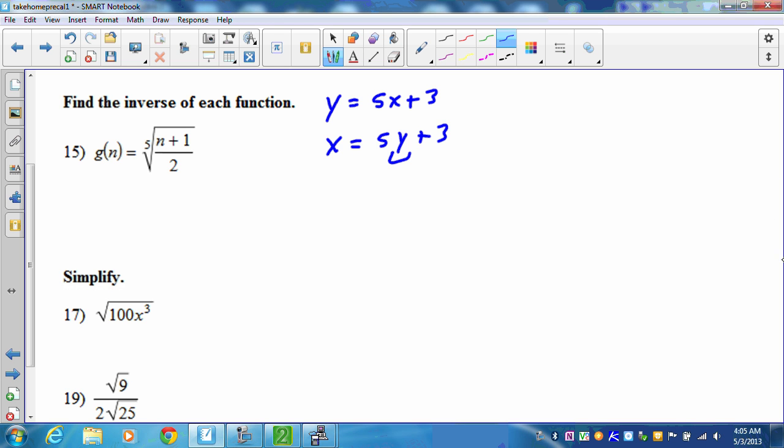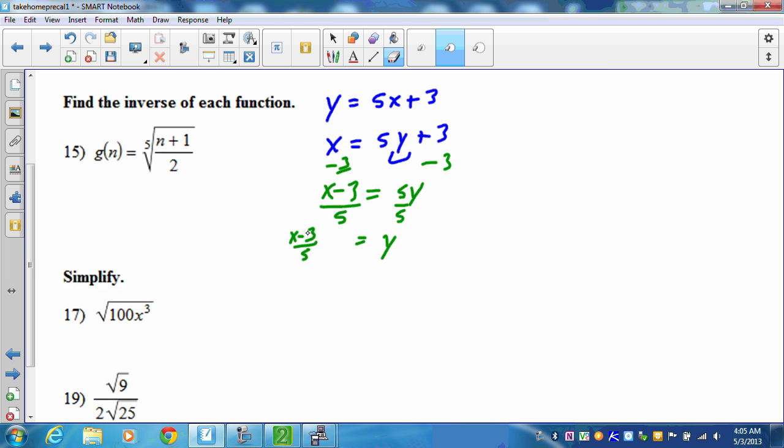So the new y would equal, you have to subtract 3, and you get x minus 3 equals 5y. Then you divide that out by 5, and you would get that y is equal to x minus 3 divided by 5. And that's a pretty simple one, right? So let's take a look at this next problem, number 15. We're going to do the same strategy.